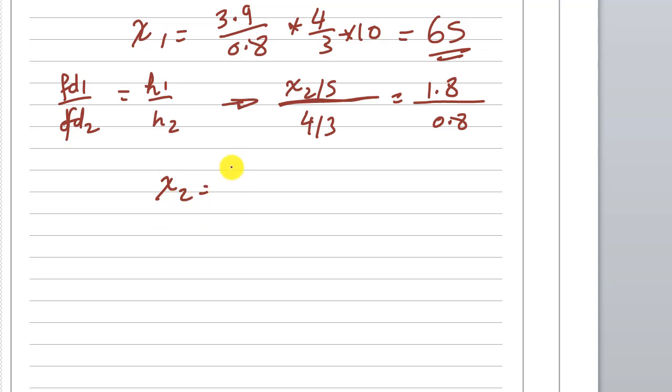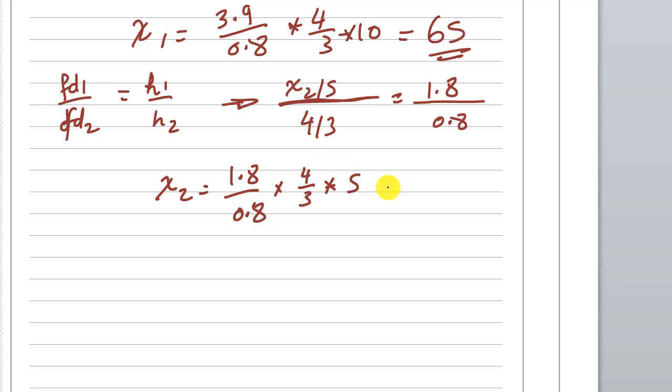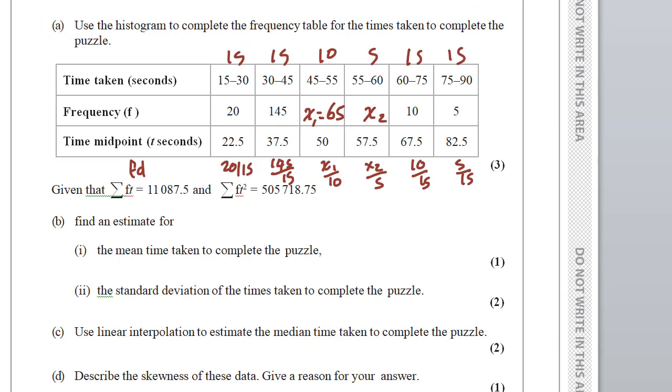So x2 is equal to 1.8 divided by 0.8 multiplied by 4 divided by 3 multiplied by 5. So let us bring our calculator. Here 5 and here 1.8, so it's equal to 15. So x2 is equal to 15.